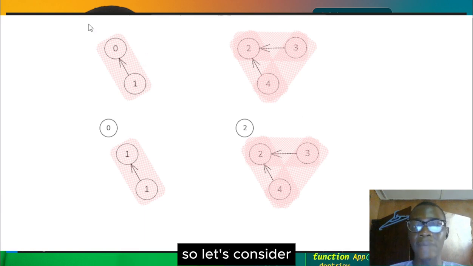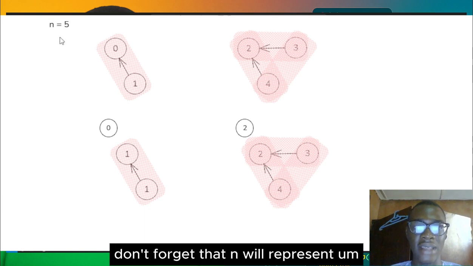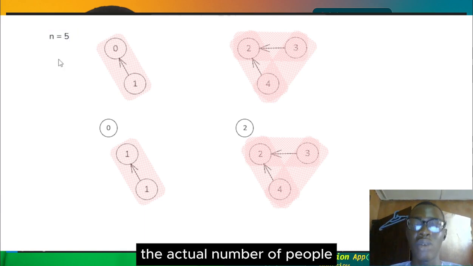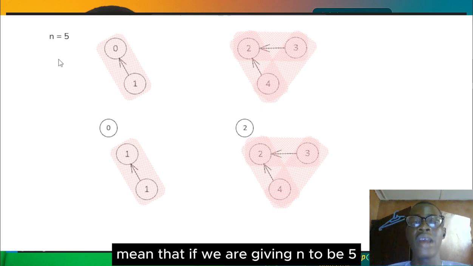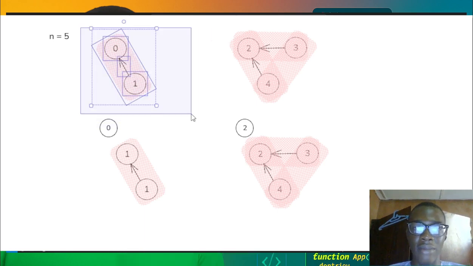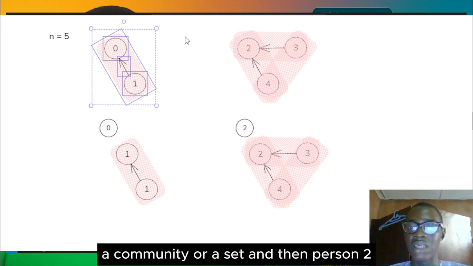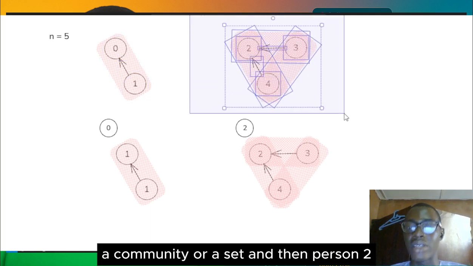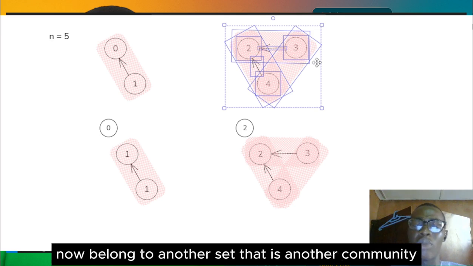So let's consider an input that is given to us as n equals 5. Don't forget that n will represent the actual number of people, starting from 0 to n minus 1, meaning that if we are given n to be 5, we are going to start from 0 to 4. Now let's say that 2 of these n people, person 0 and person 1, belong to a community or a set, and then persons 2, 3 and 4, which are the remaining 3 people, now belong to another set, that is another community.